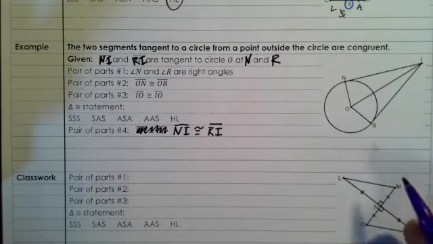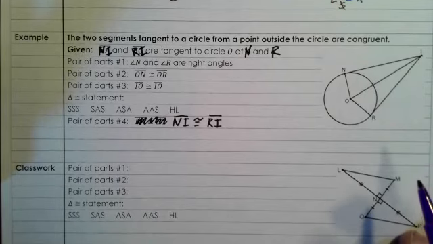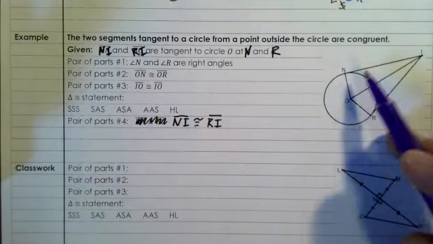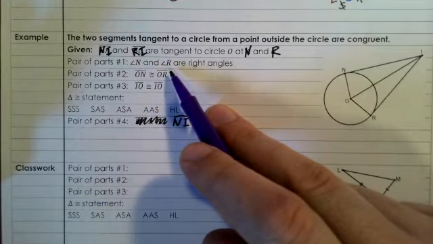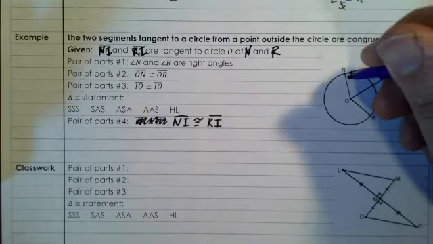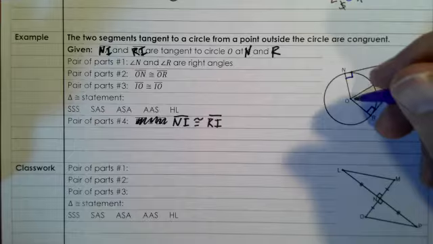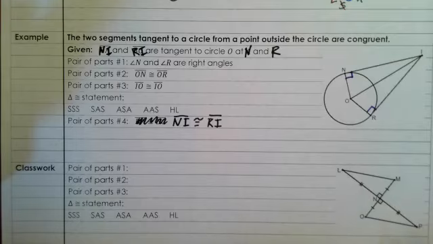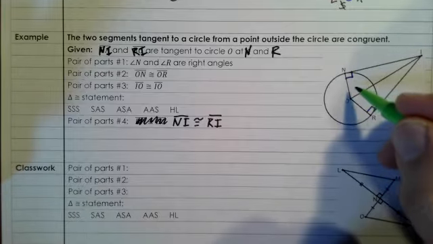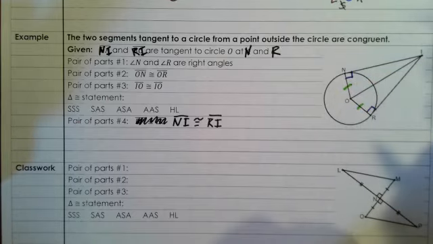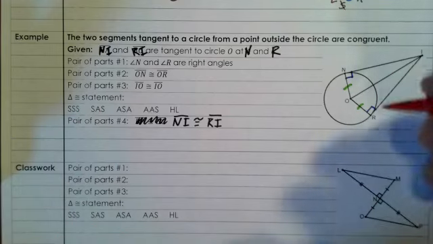So in this example, we're looking at two segments tangent to a circle. So we got NI and RI are tangent, and we know that those have got to be right angles. That's part of the definition of being tangent, is that if you draw an angle with the radius, you're going to make a right angle with the segment. We also know, apparently, that ON and OR are the same. Oh, those are both radii of a circle.